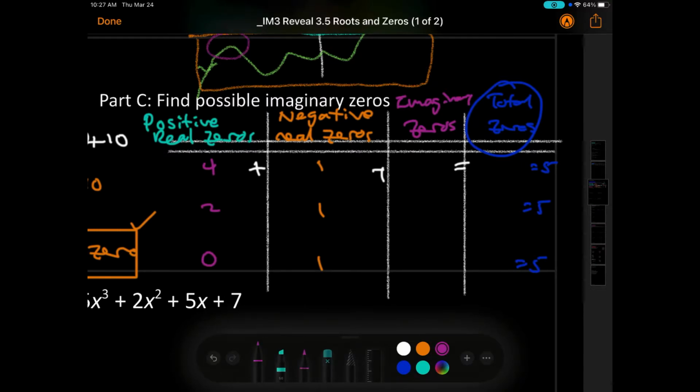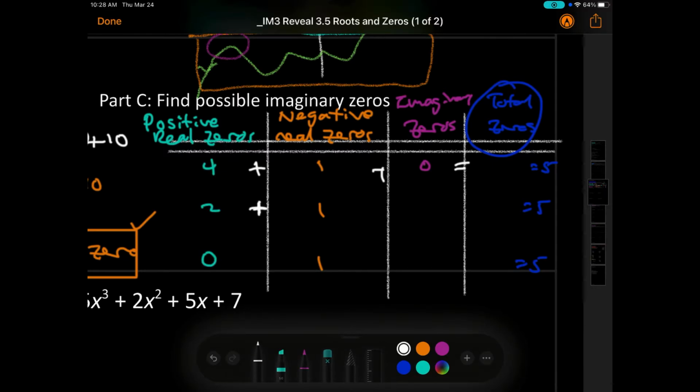Well, 4 plus 1 plus 0 will give us that equals to 5. Do you see how that works? Okay, so let's do the next one. I guess to color code this, it should all have been blue.